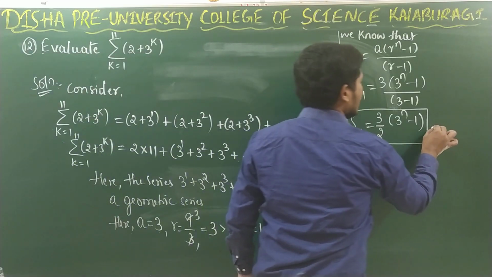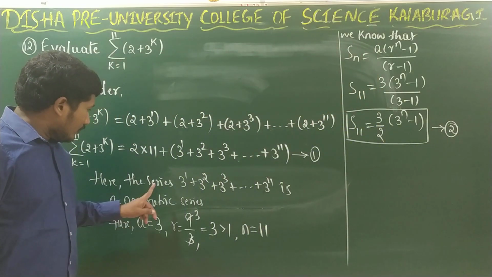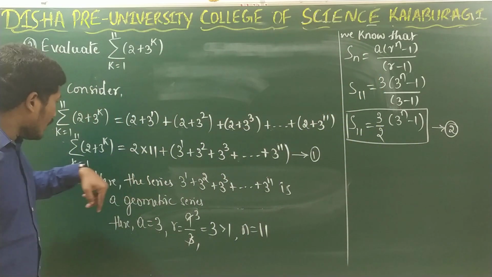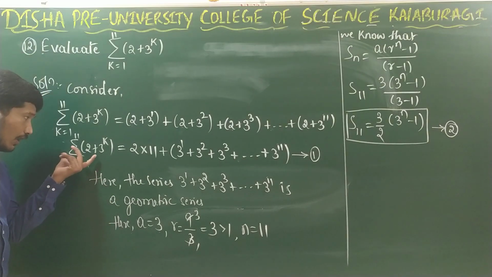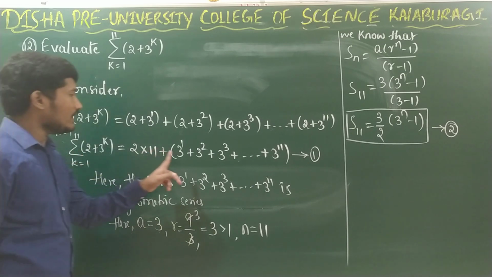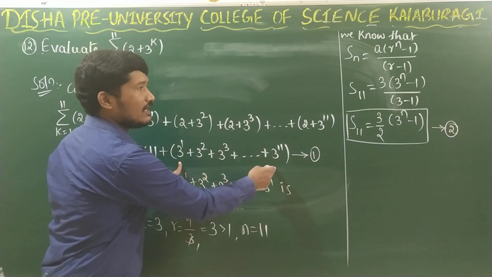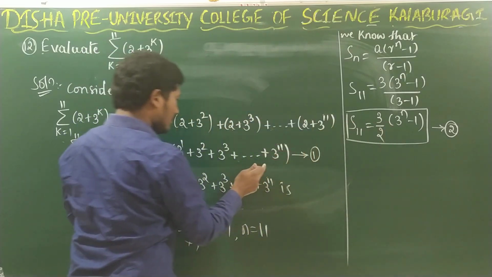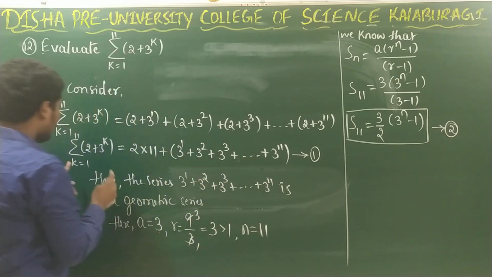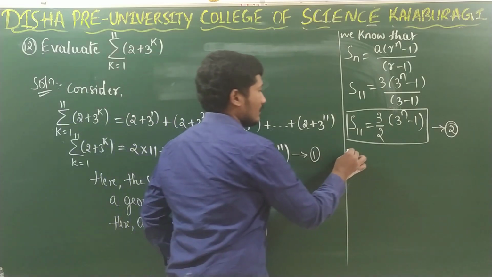So now let us take this as equation number 2. See, we are here required to find out the value for this. In order to find this value, we needed this sum of 11 terms, right? So I have calculated the sum of 11 terms. So if I substitute this in the equation number 1, will I get the value for this? Right? So let us substitute that.